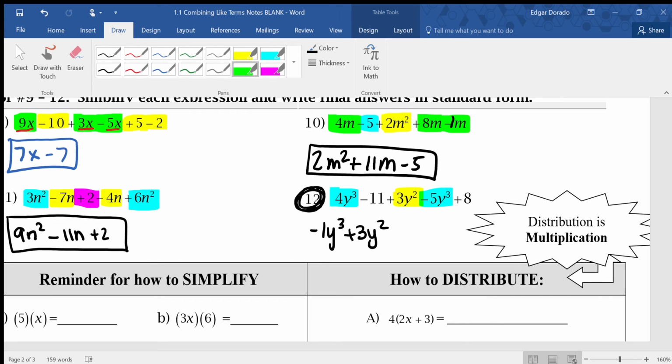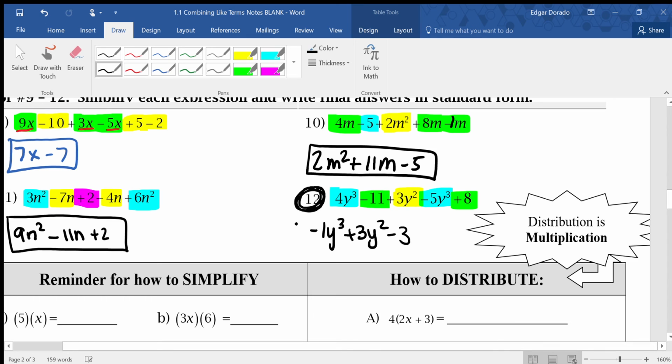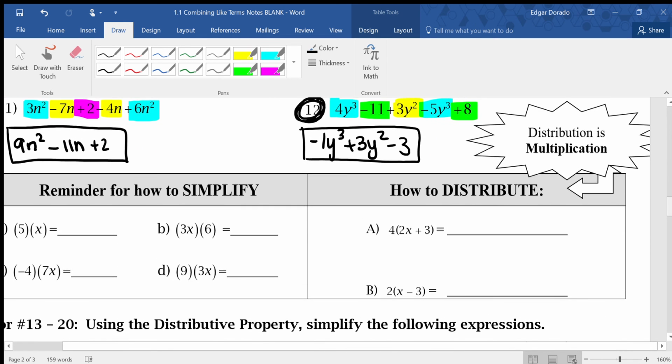And finally, I see this negative 11 and this positive 8. If I combine those, I get negative 3. Alright, cool. So hopefully you got the same answer and we can move on from there.